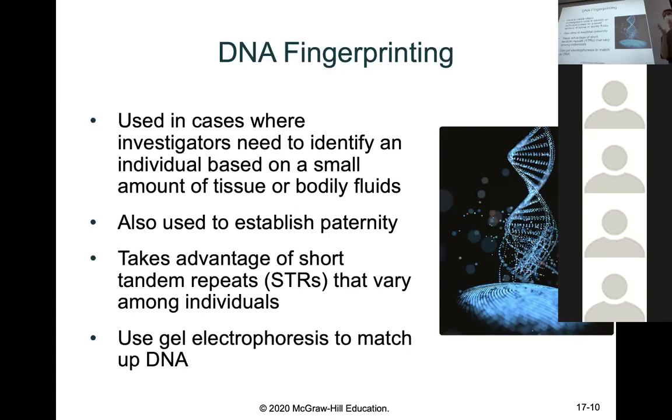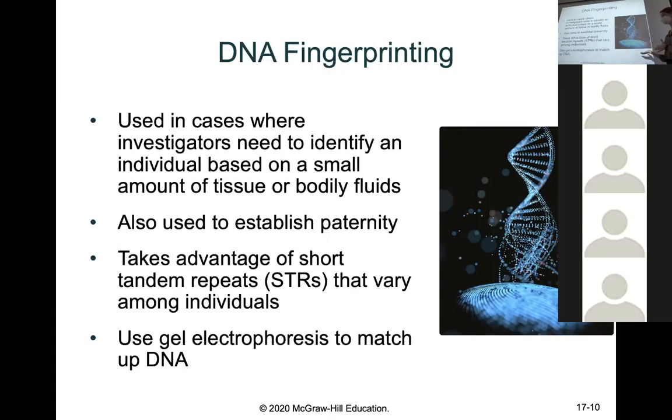So maybe only a small amount was left at a crime scene, or paternity, they can get more DNA, but it's just a quick, easy way to identify a person. And it's based on these unique parts of our DNA. So a lot of our DNA is pretty similar to each other, but there's these short tandem repeats, STRs, that vary among individuals. So those are what they're honing in on. That's kind of the fingerprint of a person. So they'll hone in on that, sequence those short tandem repeats, and try to match them up with either the child in the case of a paternity test, or a suspect in the case of a crime.